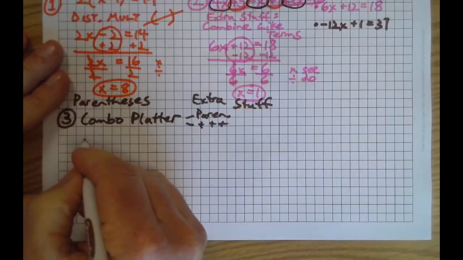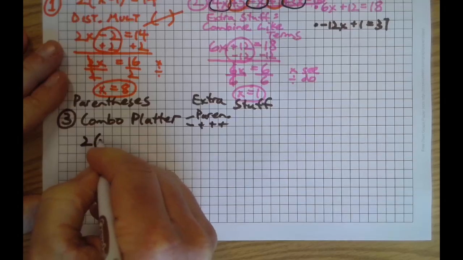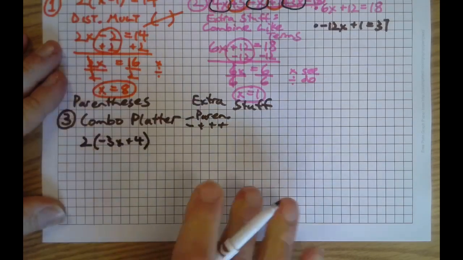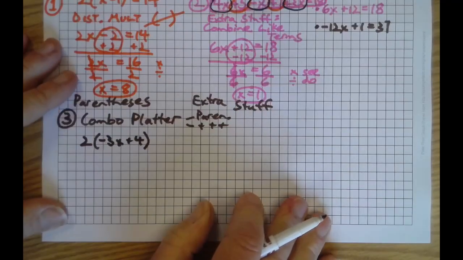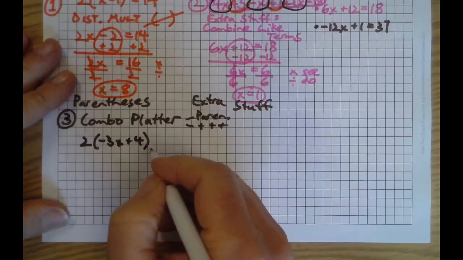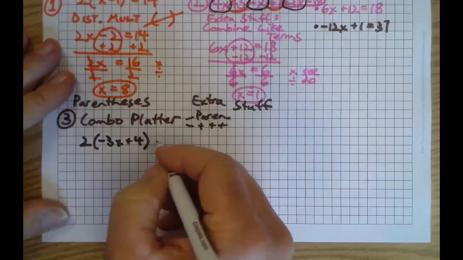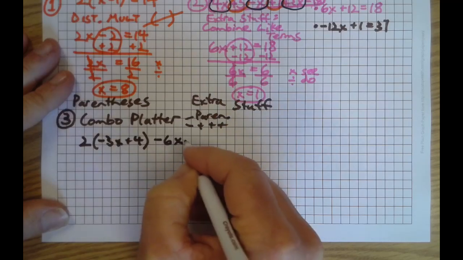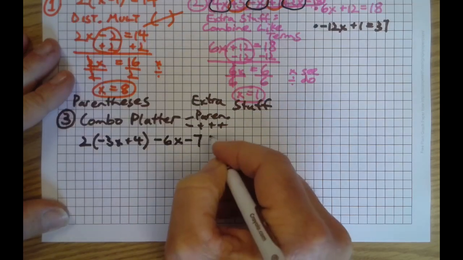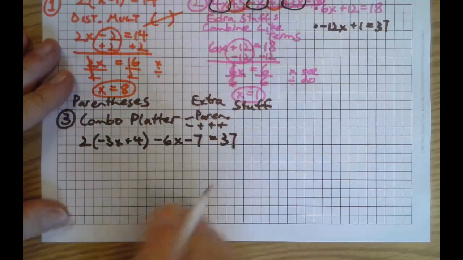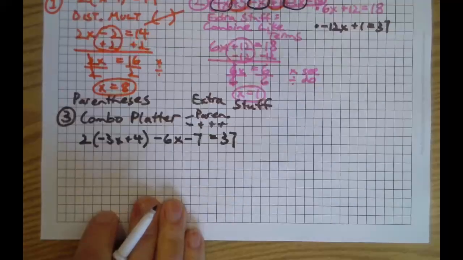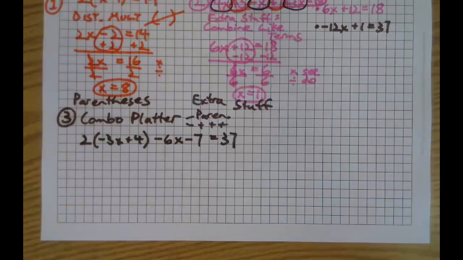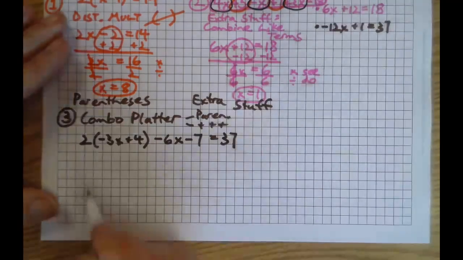What if you had 2 times negative 3x plus 4? If you're copying or making some notes, just hit the pause button. Just tap it, whatever you need to do on whatever device you're on. So there's some parentheses, and here are some extra terms. Makes for a long, daunting in appearance equation. But trust yourselves, you know how to do this.